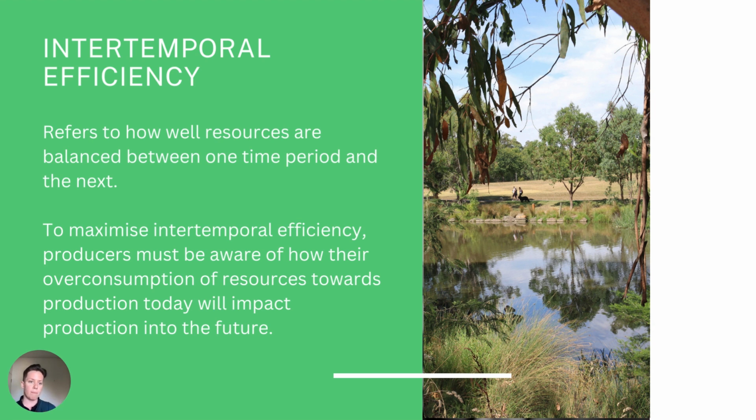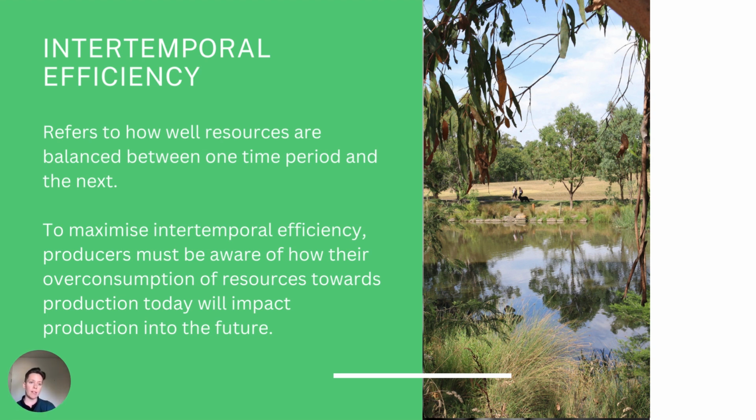And to maximize it, producers have to be aware of how their overconsumption of resources towards production today will impact production into the future. So this is really dealing with issues related to sustainability. It's not perfect by any means. A lot of us are short-sighted, and producers in particular want to maximize profits today. So there is an incentive for them to overconsume or overuse particular goods and services, particular resources in the short run, and it will compromise our capacity to access them into the long run.